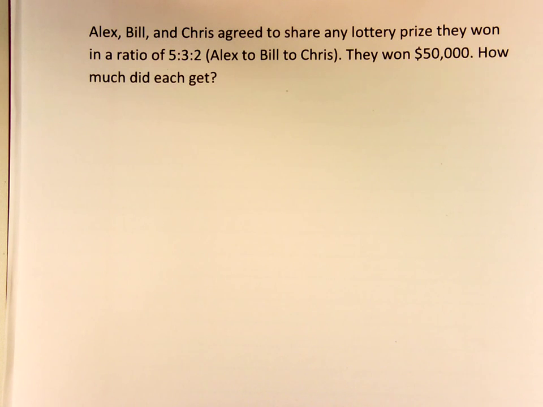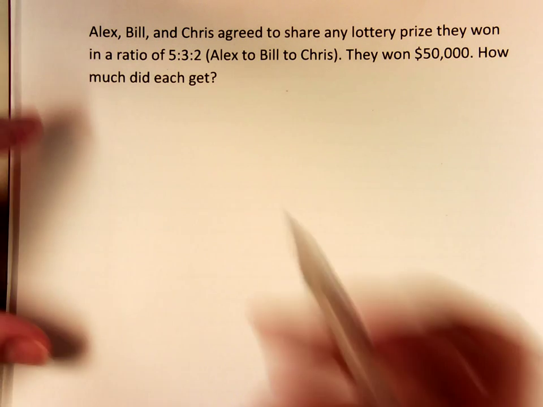Alex, Bill, and Chris agreed to share any lottery prize they won in a ratio of 5 to 3 to 2. Alex to Bill to Chris. They won $50,000. How much did each get? So as I reread, I'm just going to make some notes of any numbers or important information.